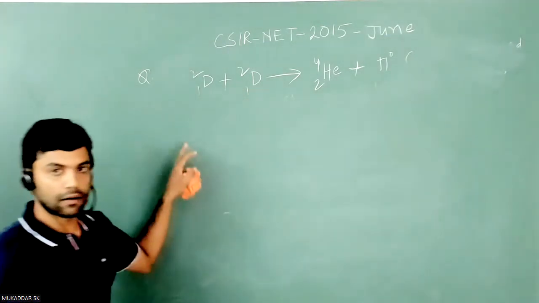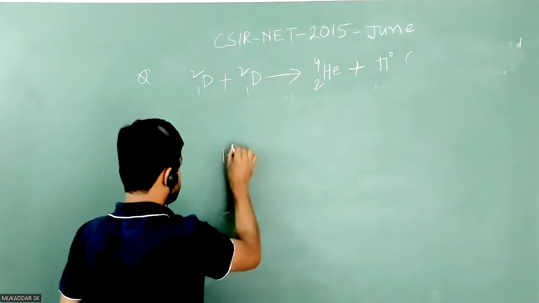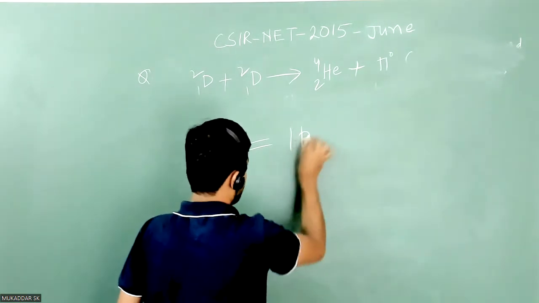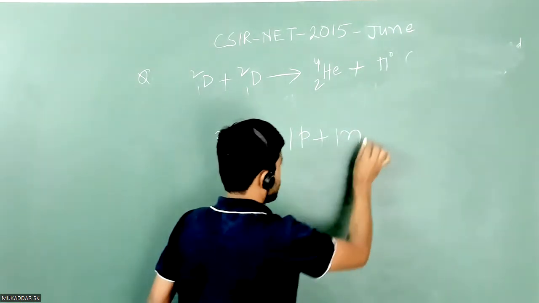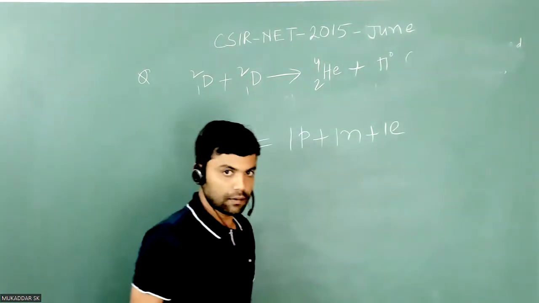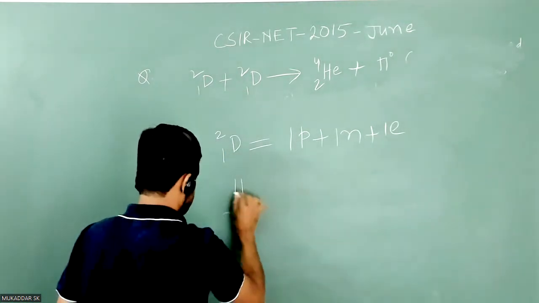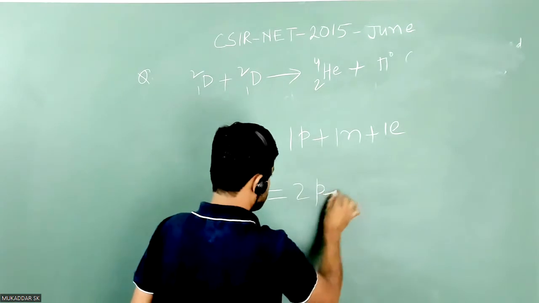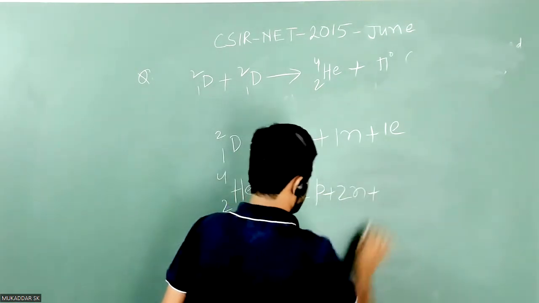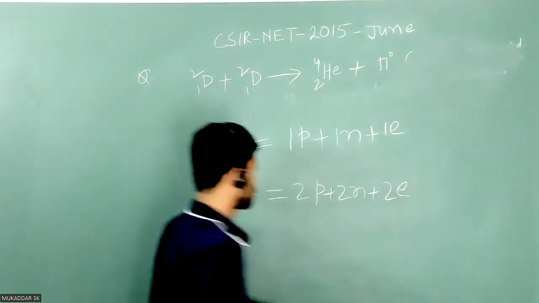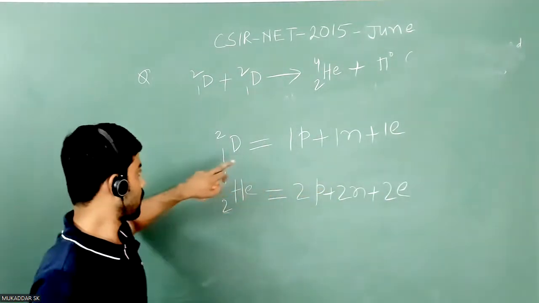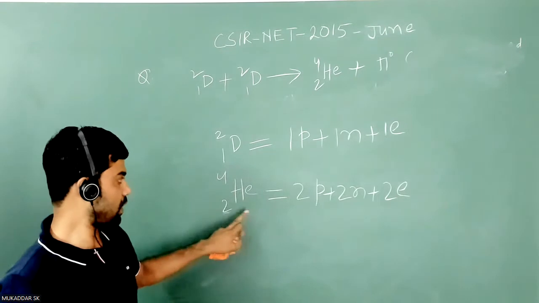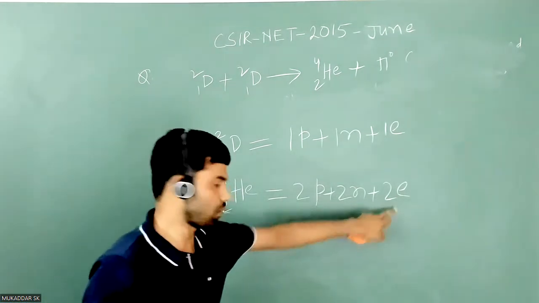Okay, so we know that deuterium 2H is made up of one proton, one neutron, and one electron, right? And helium is made up of 2 protons, 2 neutrons, and 2 electrons. Okay, so please note it. So deuterium has one proton, one neutron, one electron, and helium has 2 protons, 2 neutrons, 2 electrons.